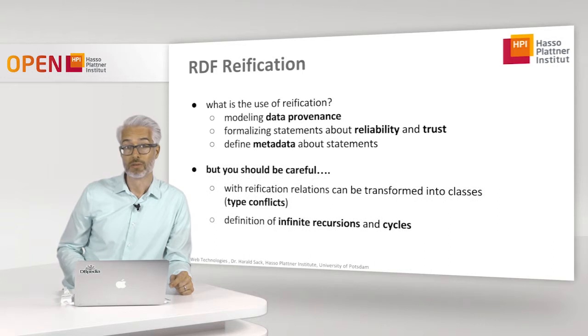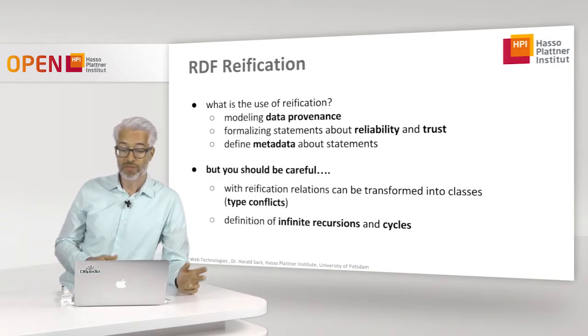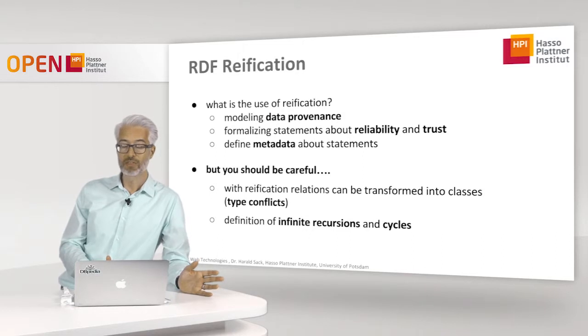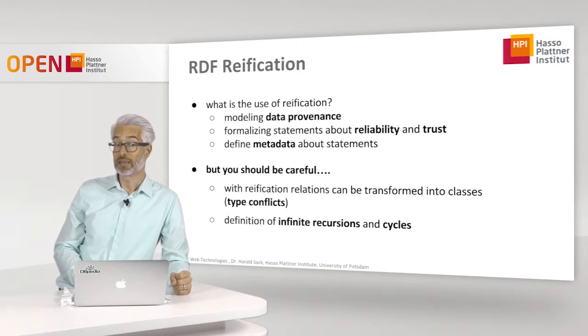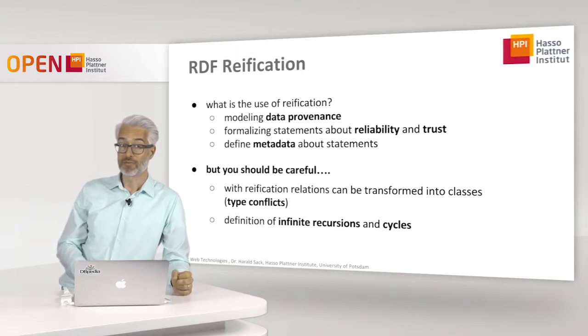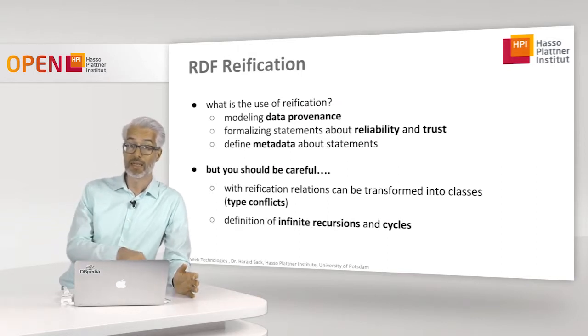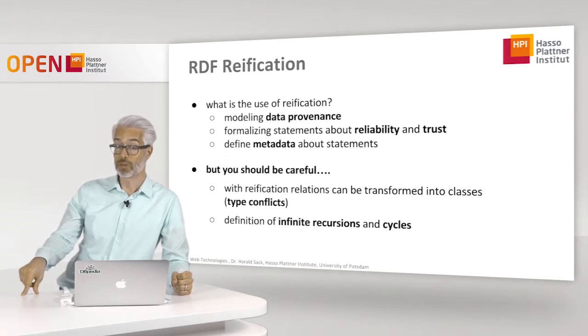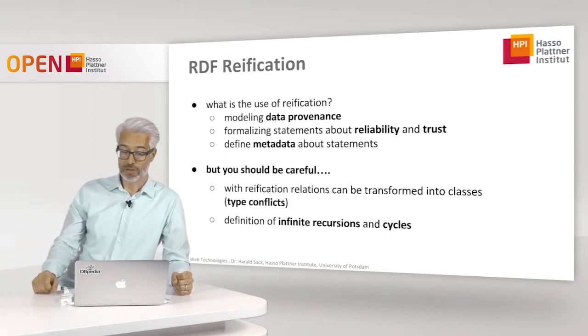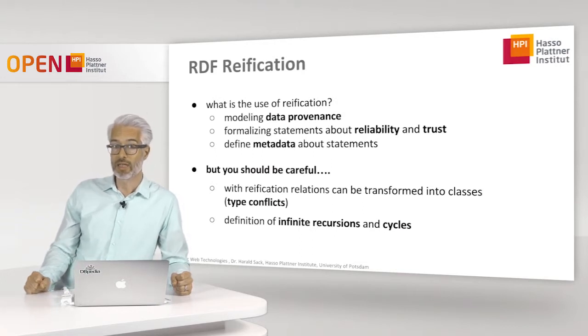But you should be careful. Why? Usually with reification, relations can be transformed into classes. So you see I make an RDF statement, an RDF triple, and I make an object out of that. So here potentially type conflicts might occur. Within the statement, the RDF statement has a predicate and then comes the URI of the predicate. So here is a real type conflict, because a predicate stands at the point where the object is. This, of course, could be difficult if you have strict typing.